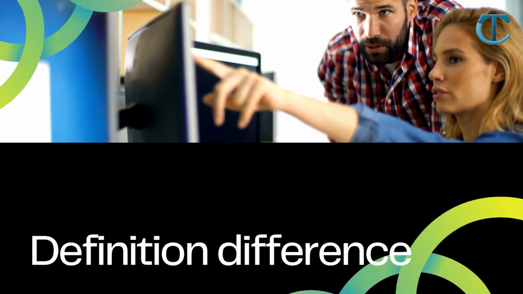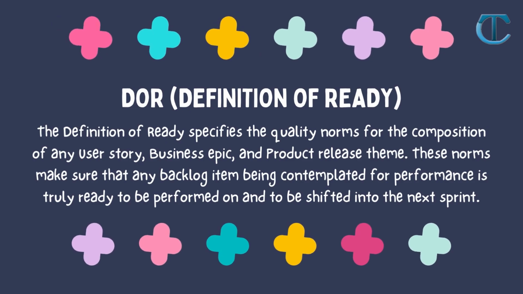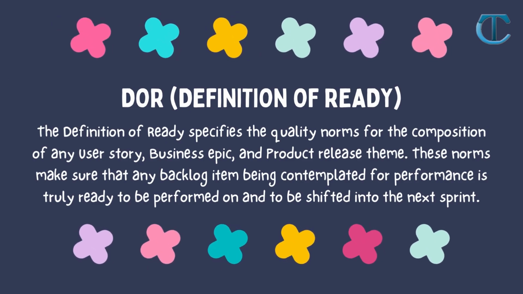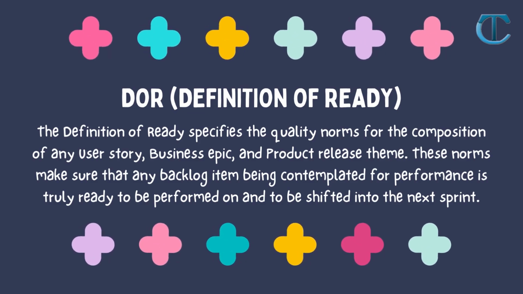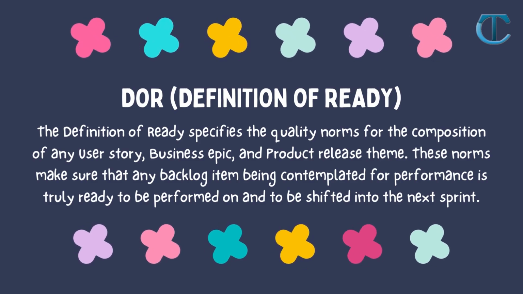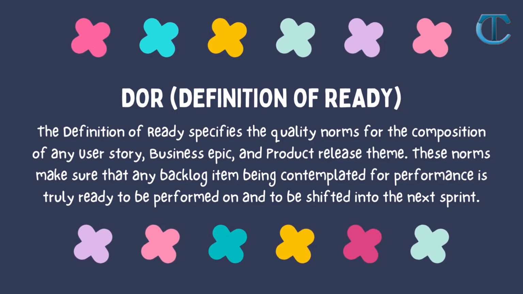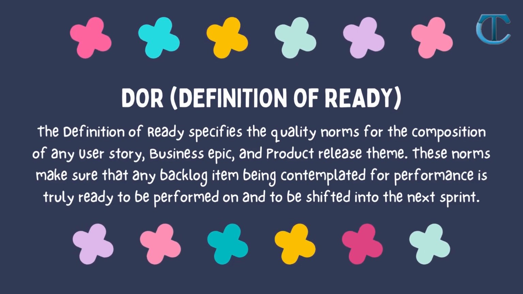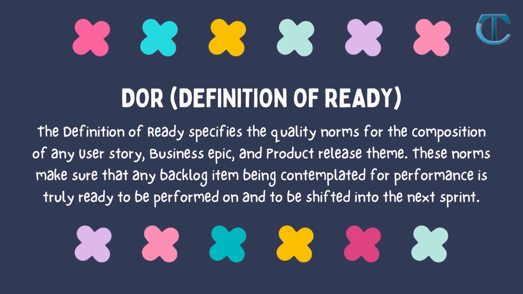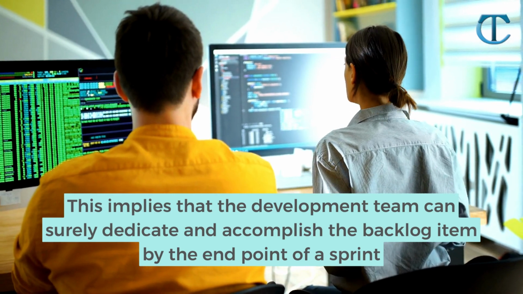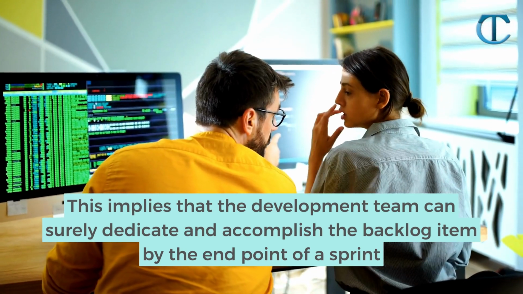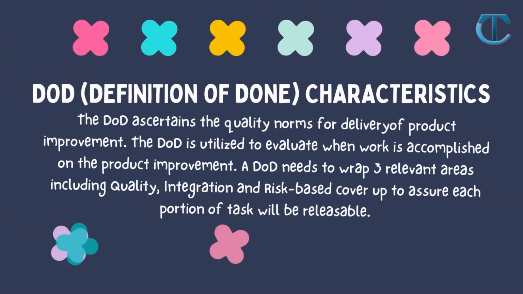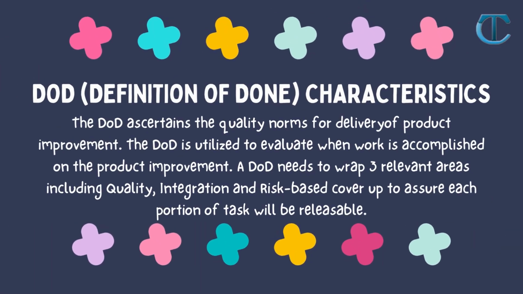Definition difference. DoR, definition of ready. The definition of ready specifies the quality norms for the composition of any user story, business epic, and product release theme. These norms make sure that any backlog item being considered for performance is truly ready to be worked on and to be shifted into the next sprint. This implies that the development team can surely commit to and accomplish the backlog item by the end of a sprint.